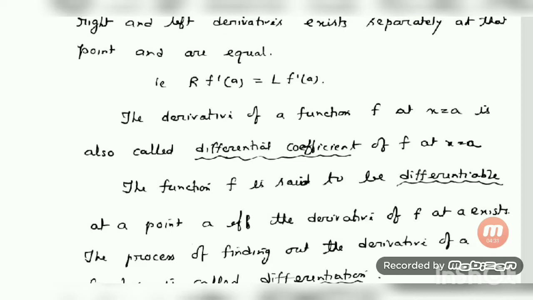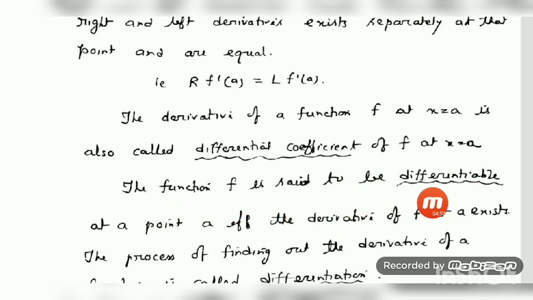What is that? Limit of f of a plus h minus f of a by h, from left and right. If this exists and is equal, we call the function differentiable. The derivative of a function f at the point x equal to a is also called the differential coefficient of f at the point x equal to a. The function f is said to be differentiable.